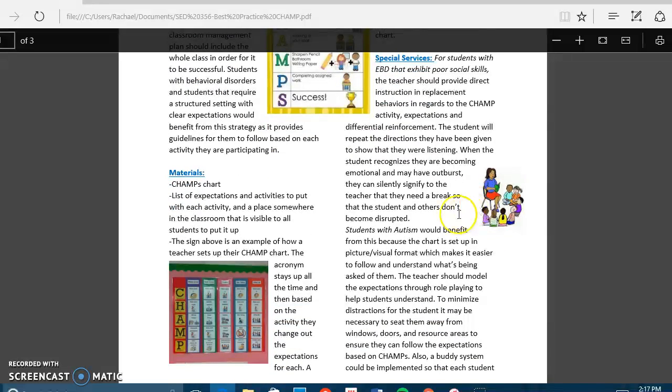When the student recognizes that they are becoming emotional or thinks they may have an outburst, then the student and the teacher can have a silent communication where they signify to each other that something's wrong, they can get up and leave, and that way you don't disrupt the entire class and everything can continue smoothly.